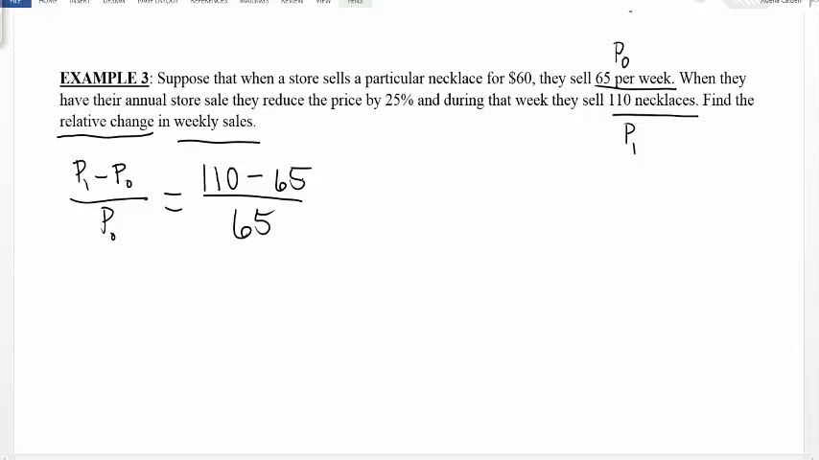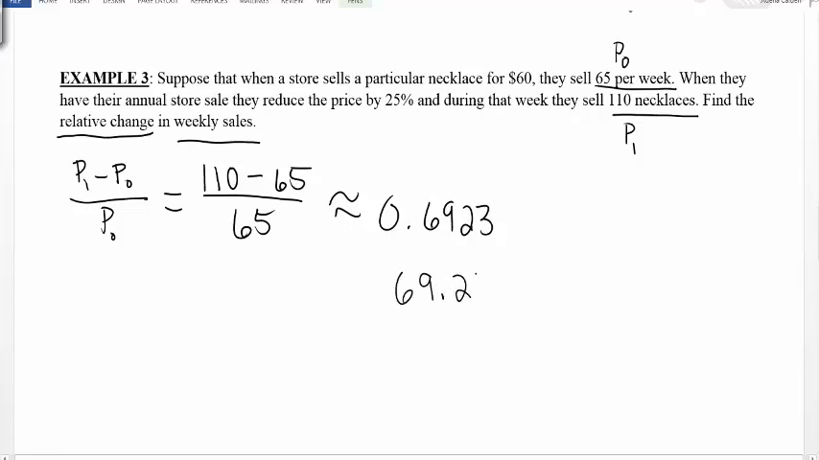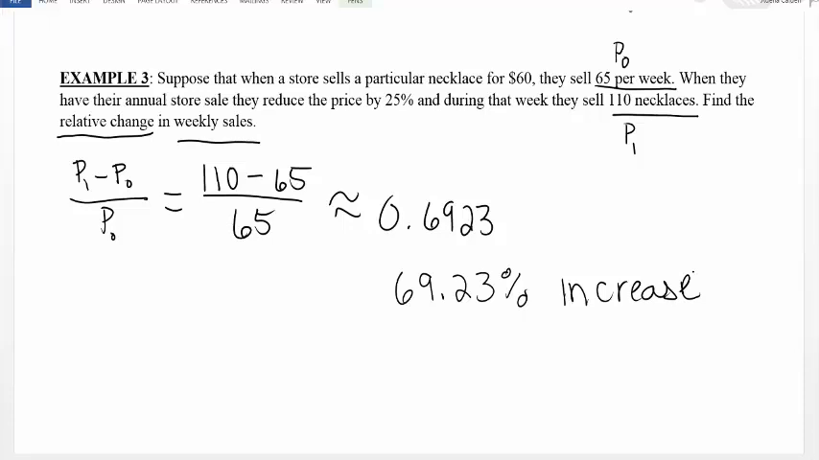And again, we're going to get a decimal number. So I'm going to turn this to approximately. And when we crunch these numbers, I get 0.6923. So again, I'm going to multiply my decimal number by 100 to get the corresponding percentage. And I get 69.23% increase. I know this is an increase because it was a positive number. The 110 minus 65 gave me a positive outcome. Therefore, I'm using the word increase. So the number of necklaces that I sell increased by 69% approximately.